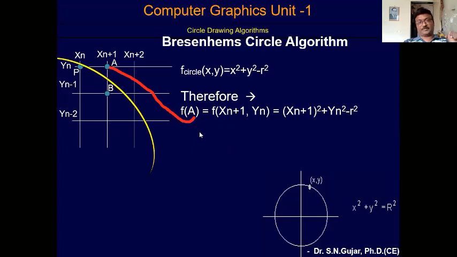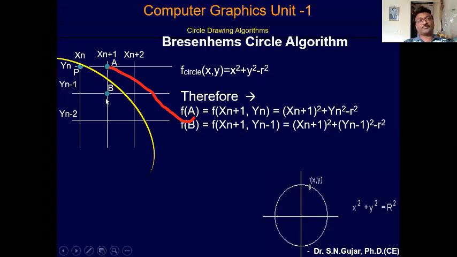Now come to the next one, f of B. Suppose this point is also on the circle. So what is f of B going to be? F of B has the coordinates (xn plus 1, yn minus 1), because you have to go yn minus 1, and here xn plus 1. So what is the value? (xn plus 1) whole square plus (yn minus 1) whole square minus r square.